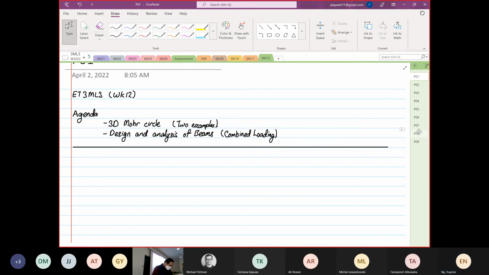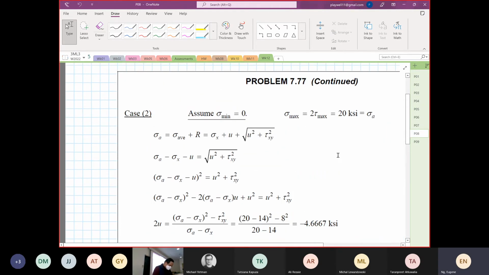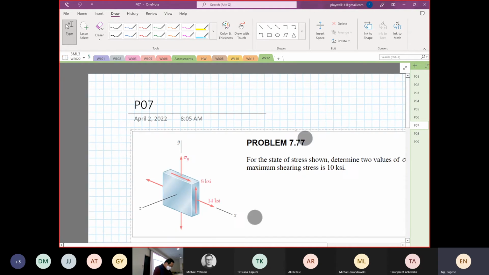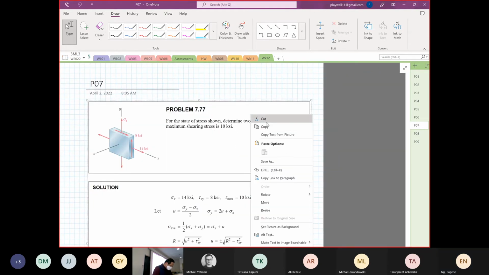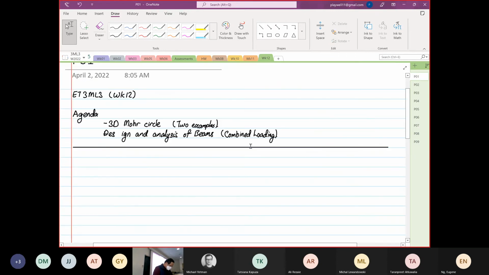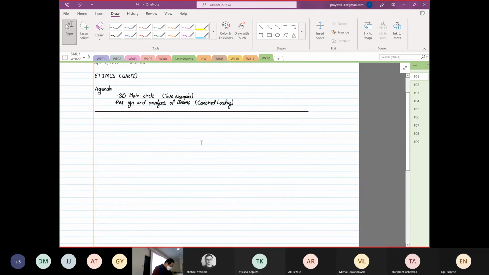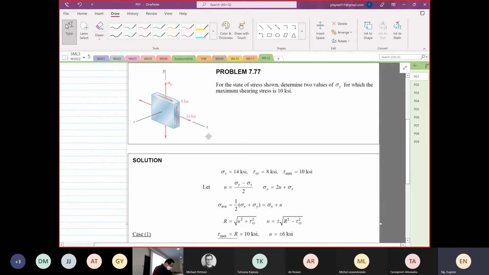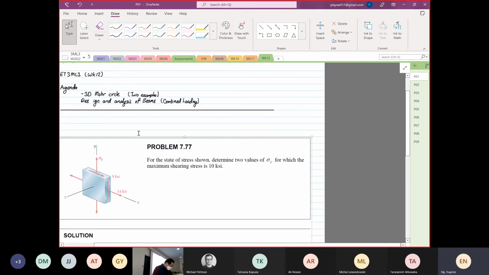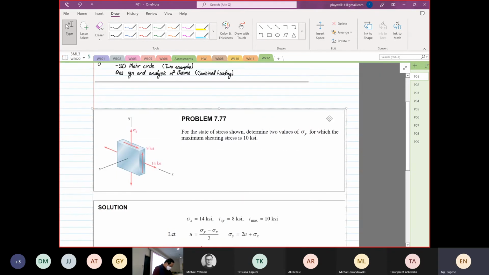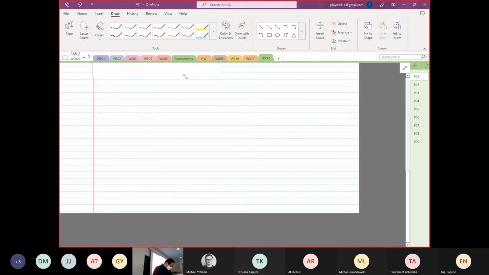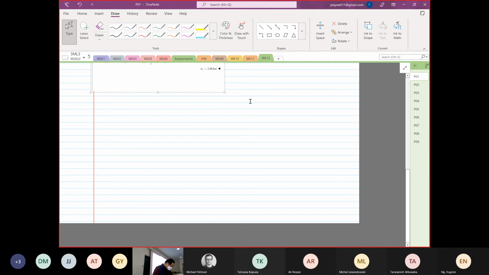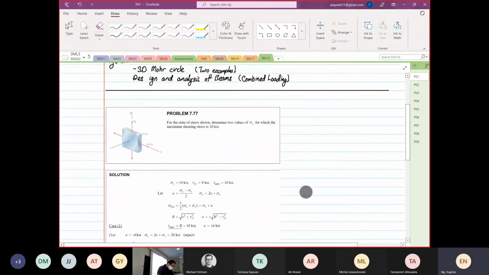Last week we were still dealing with this problem over here. We have not finished yet, and we're going to continue on this problem. Let me help you recall what this problem is. Give me a minute. Okay, so this is the example. We're going to continue.